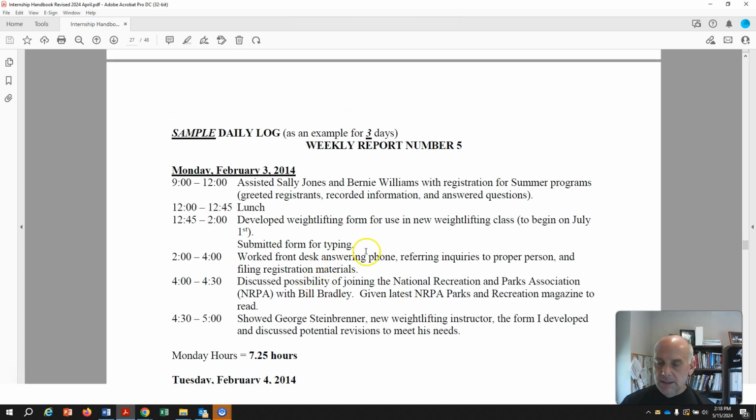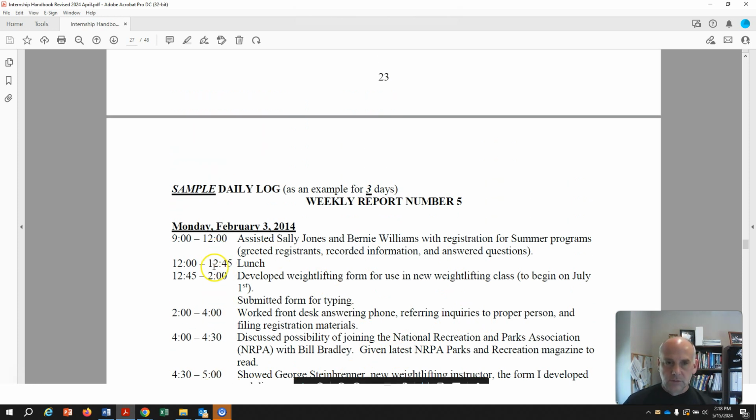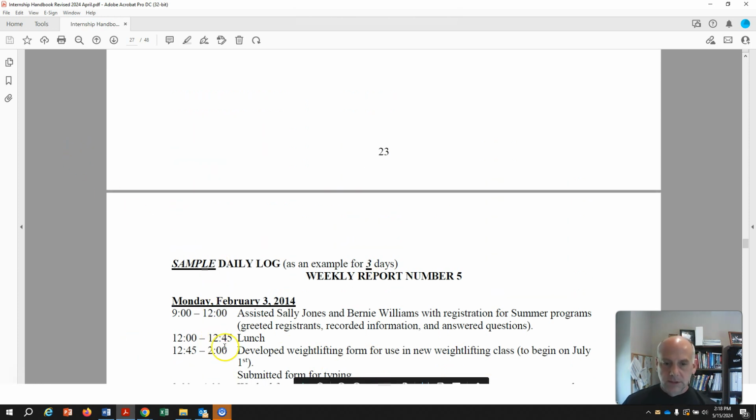Time tracking will keep track of all your hours that you put in each week. But again, don't put in lunch if it's not a working lunch. You can just skip that part, and you won't have to worry about that.